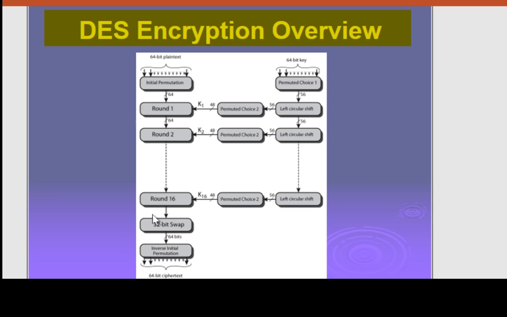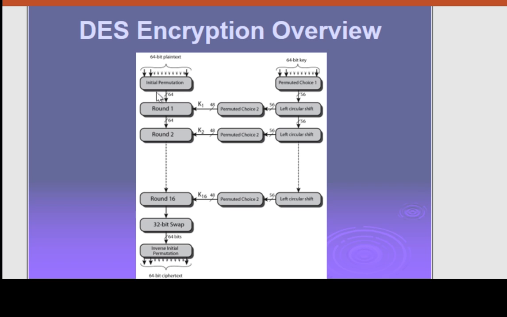So the procedure followed for the DES. Let us see initially the 64-bit input block. For this input block, the initial permutation is done. The 64-bit block is divided into two halves, and initial permutation is done. Here the two blocks are not shown.